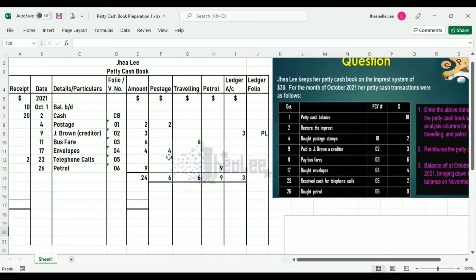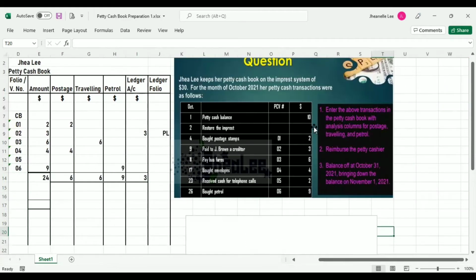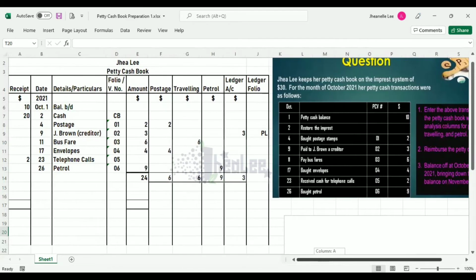So here we have the question. Part 1 was already done, where you were required to enter up the petty cash book. And now we're going to move on to part 2. But before you move on to part 2, bear in mind that we have already totaled the amount column, which would have been the credit side, and each analysis column. So before you get into balancing off and reimbursing, after entering up the petty cash book, remember you have to total up your amount column, which represents your credit side, and your respective analysis columns.